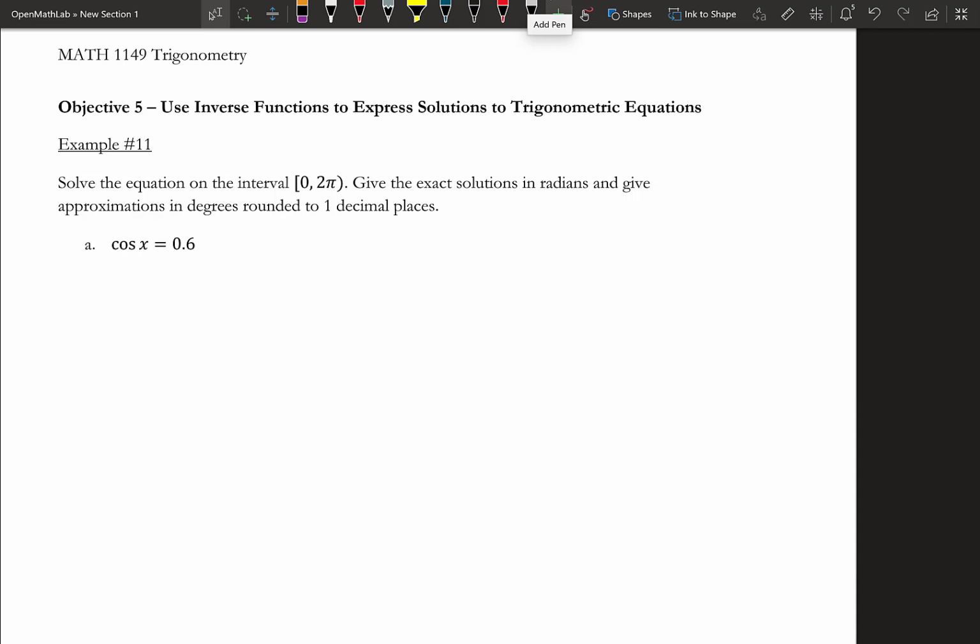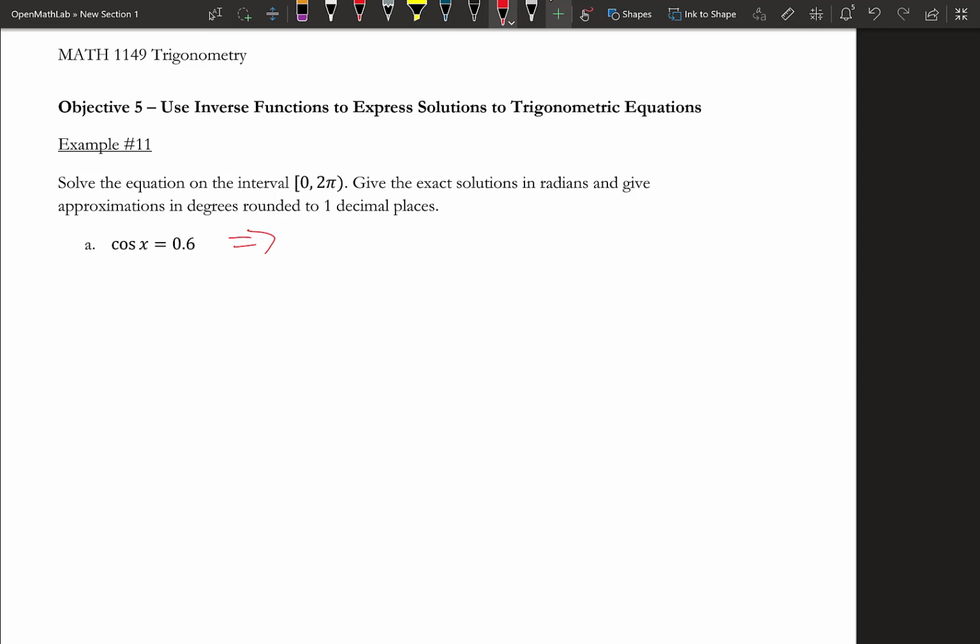This next objective is we want to be able to use inverse functions to express solutions to trig equations. So example 11: we want to solve the equation on the interval 0 to 2 pi, give exact solutions in radians, and give approximations in degrees rounded to 1 decimal place. So if I want to solve cosine of x equals 0.6, that doesn't come out to a nice number using our special right triangles.